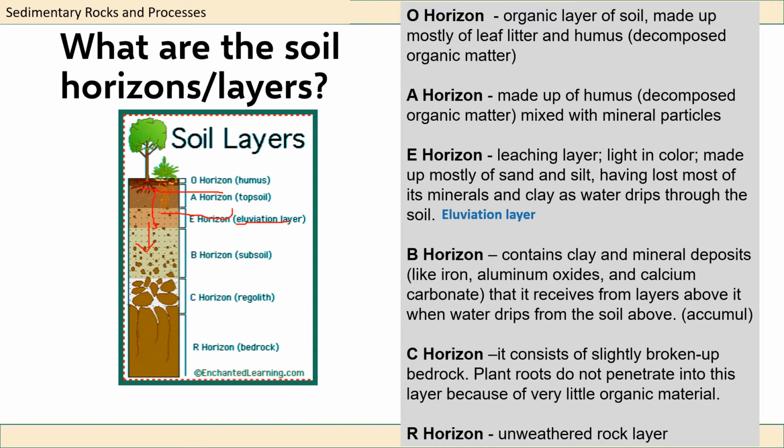The C horizon consists of slightly broken up bedrock. Some plant roots do not penetrate into this layer because of very little organic material, while the R horizon is an unweathered rock layer. It's important to note that the more weathering that occurs, the more complete your soil horizons are. Let's move on to erosion.